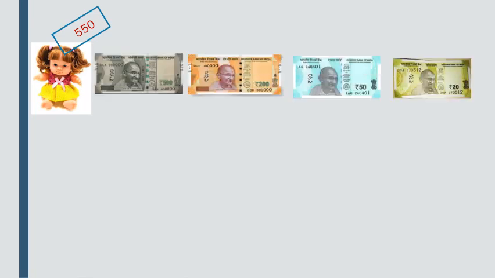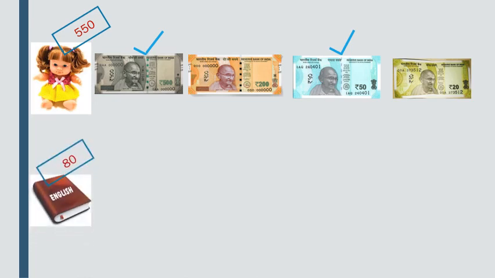Now suppose the cost of doll is 550 rupees and you have 1 500 rupees note, 1 200 rupees note, 1 50 rupees note and 1 20 rupees note. Choose the correct amount you will pay to the shopkeeper. Yes, you will pay 1 500 rupees note and 1 50 rupees note. 500 plus 50 is equal to 550 rupees.